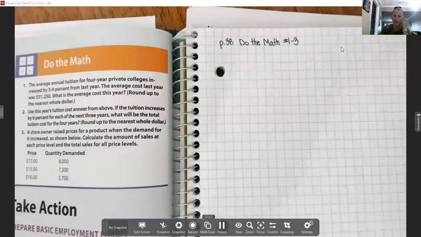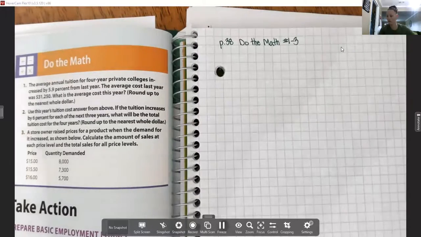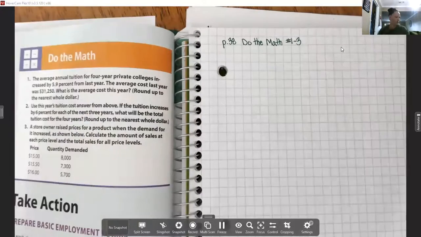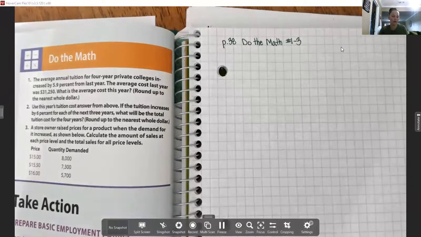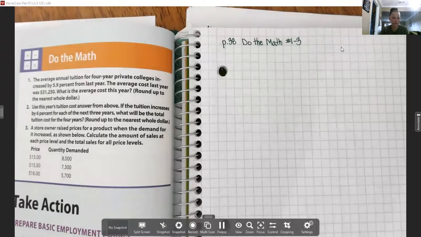So hopefully we can see that now. Number one here, again, if you are writing it out or typing it out, still make sure you show all of your steps, please.